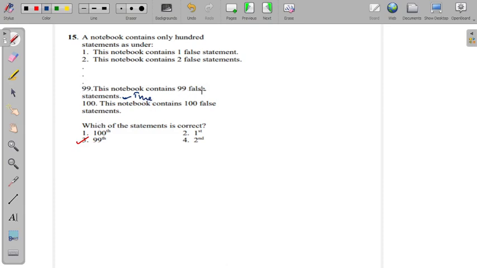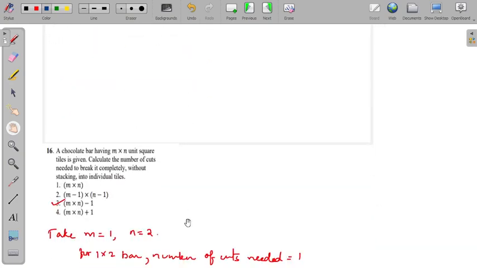This notebook contains 99 false statements. In case this is a true statement, then the remaining statements are false, as the total count is 99, so there are 99 false statements. This is also true, and it doesn't contradict any other statement, hence the third option will be the answer.